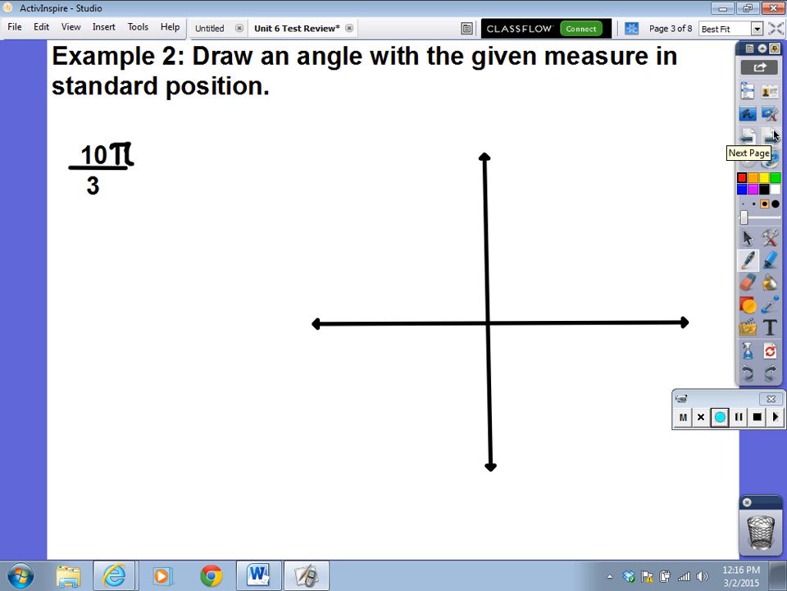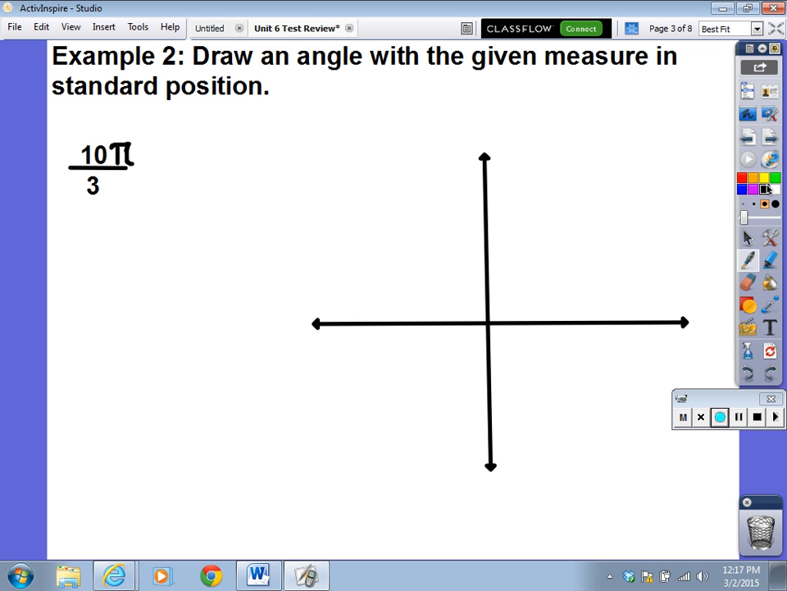Looking at this one, it says draw an angle with the given measure in standard position. I'd be watching this one because it is different from what we're used to seeing. We're used to drawing an angle in degrees, not radians. It's kind of hard to see where radians fall. So what should we do? Convert it to degrees, because then it's easy.